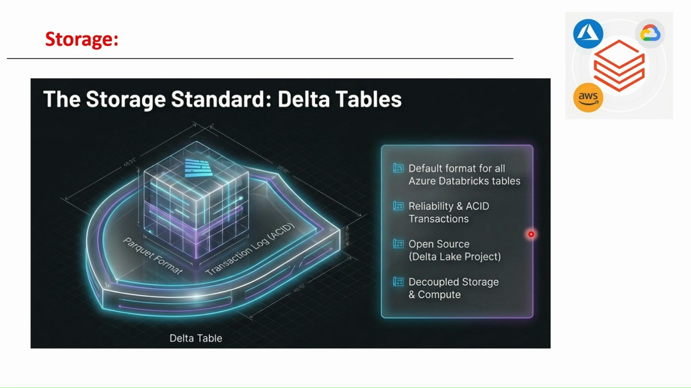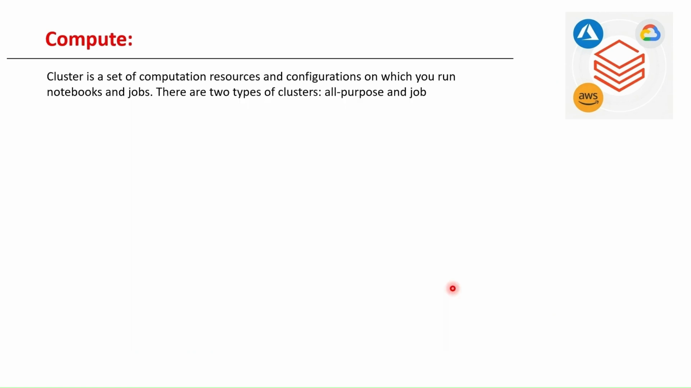So within storage space, Databricks offers something called Delta Lake. Delta Lake, not Delta Table, sorry. Delta Lake is an open source format for storing your data. It offers transaction logs and Parquet format. It's the default format for all Databricks tables. It offers reliability and ACID transactions. It's an open source project, as I said before, and it offers decoupled storage and networking. That's storage. Now, what is in the compute space?